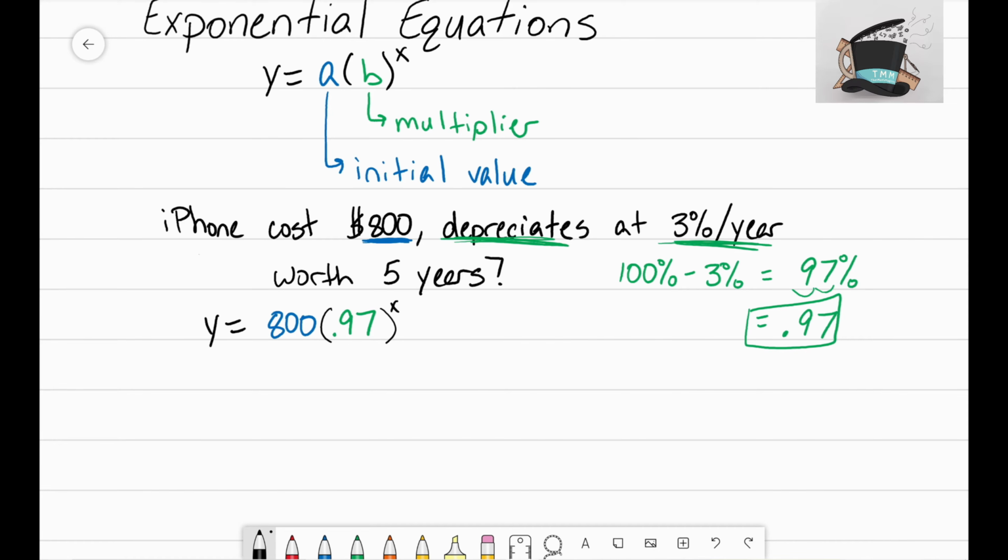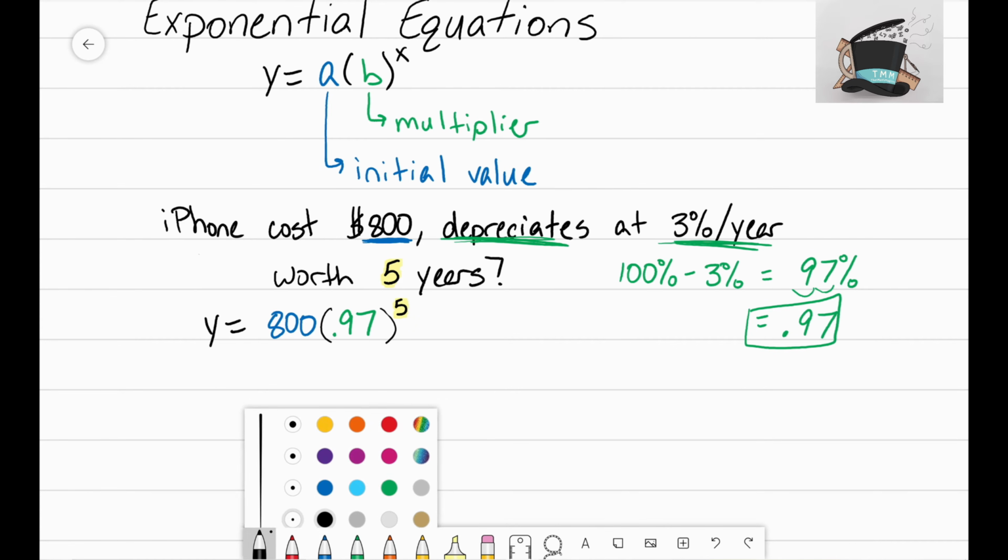And I'll throw the x back up there as well. Now, before we can solve this, the last thing we need to determine is what is our x value? Well, it's asking how much this iPhone is worth after 5 years. 5 here is going to be my x value. I want to plug in 5 for x because that is how many years I want to know what the iPhone is going to be worth. So instead of writing this x right here, I'm going to write a 5, and I'll highlight that so you can see how that turned into that. And now I have an equation: y equals 800 times 0.97 to the 5th power.